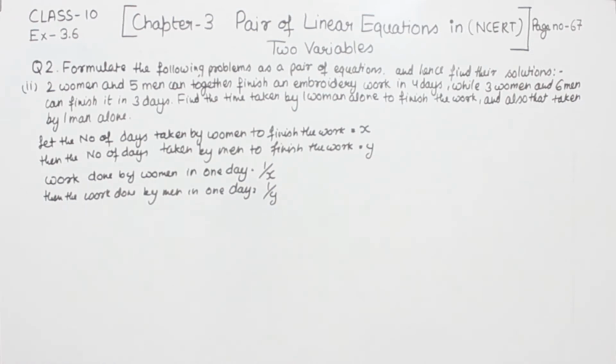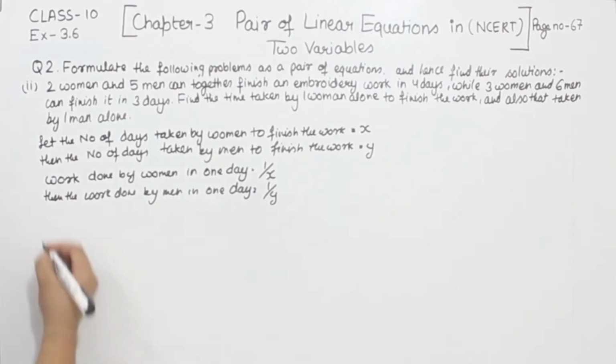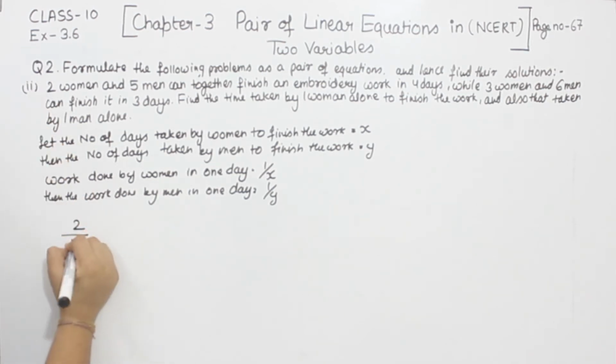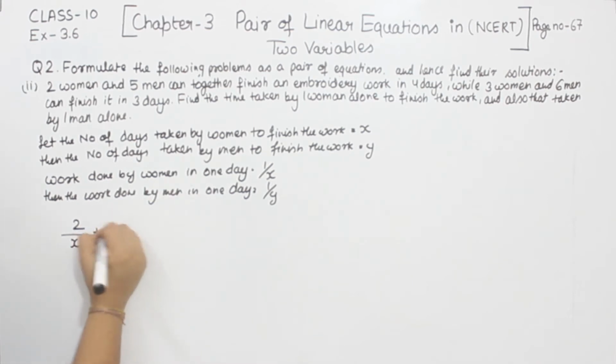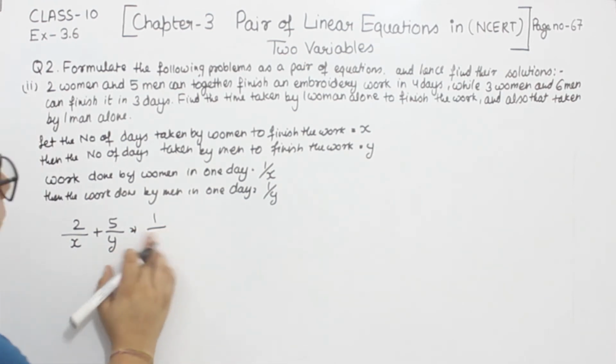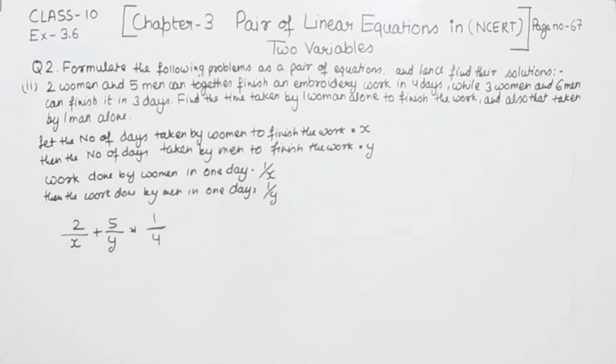So now as per the statement we are having in the first statement, 2 women and the 5 men together finish the embroidery work in the 4 days. So we are going to write here first of all, we are having 2 women. So this is the 2 divided by x, and we are having is the 5 men. So this one is the 5 divided by y we are having. Now this work is finished in 4 days. This is the 1 by 4. The work is finished in the 4 days. So this one we are having is the equation number 1.